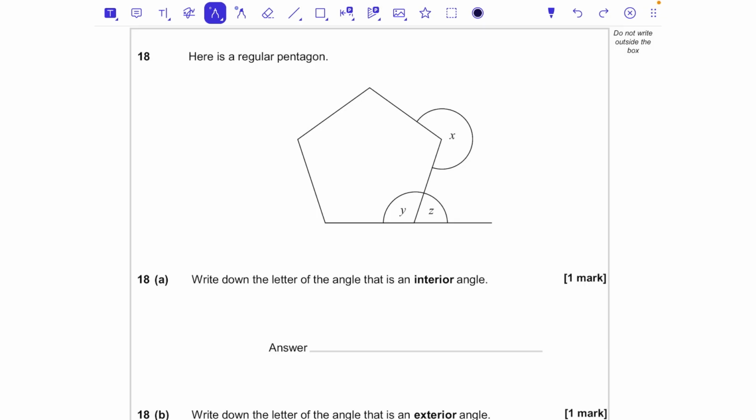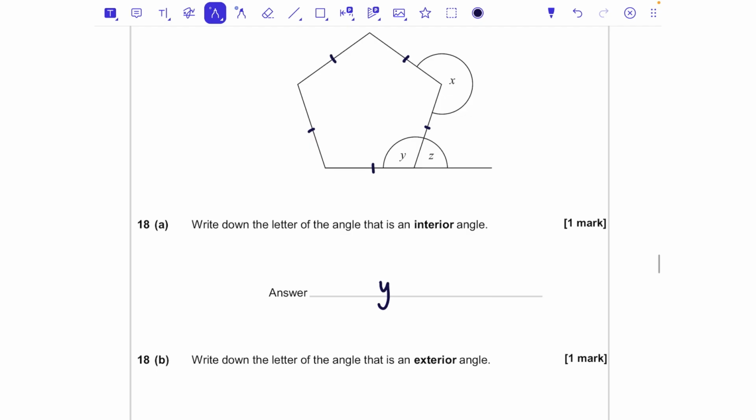Question number 18. Here is a regular pentagon. So regular means that all of the sides are the same length, which means that all of the angles on the inside are the same size as well. Write down the letter of the angle that is an interior angle. So that would be Y. Y is our interior angle. It's one of the angles inside the shape.